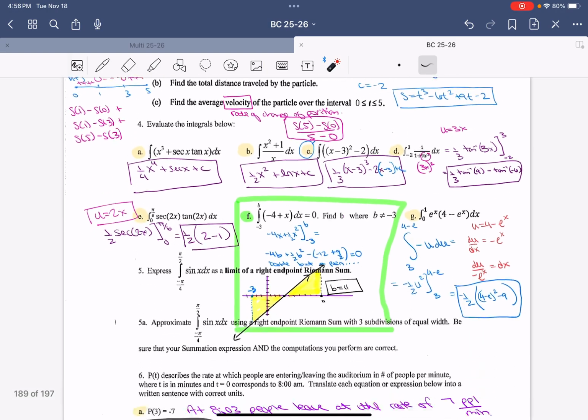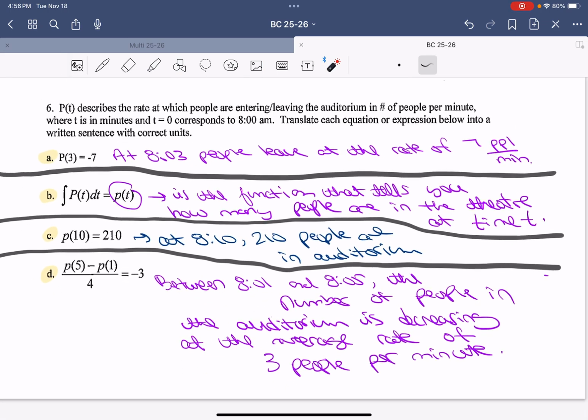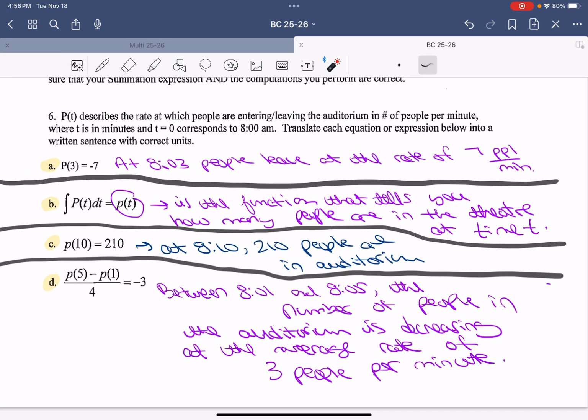Okay, let's see. Number 6. Here are the answers. I don't think that I need to go over anything here or explain anything. This was the average rate of change in people, right? And because it's a negative number, I want to write this cleanly. So it's between 801 and 805, the number of people in that harmony is decreasing because this number is negative, at the average rate of 3 people per minute. And of course, the word decreasing implies the negative.